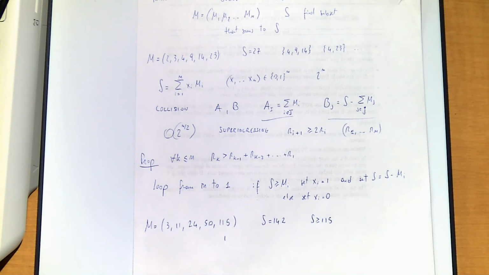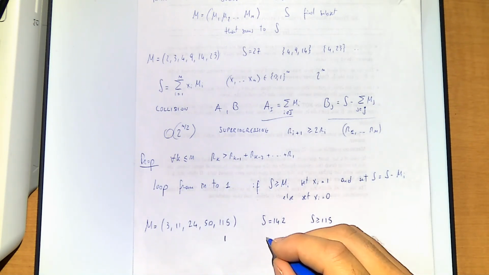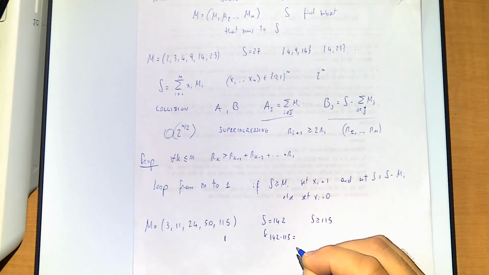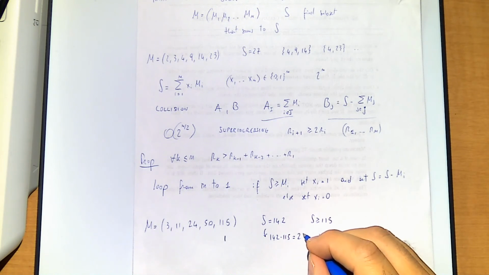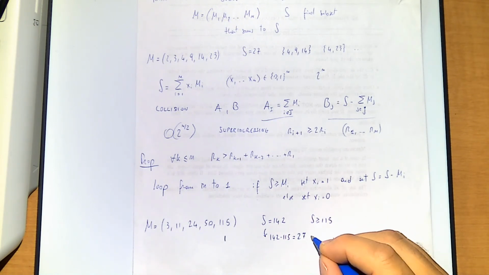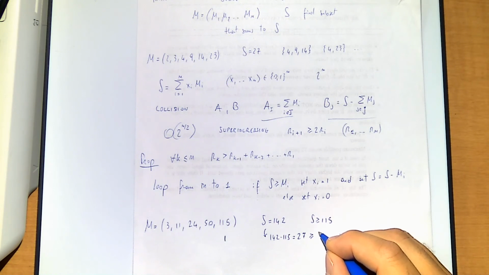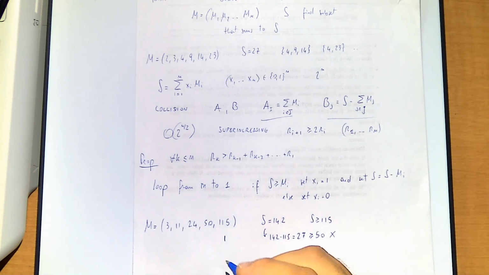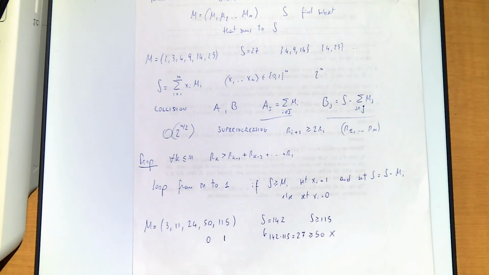So now I'm going to take this, and then I'm going to bring s down to 142 minus 115, which is 27, correct? And now I'm going to compare, is this bigger than the next one? No. So I'm going to take a 0 here. But it is bigger than 24, so I'm going to take a 1 here. And so then I bring this down to 27 minus 24, which is 3. And obviously at this point I'm done, because you know that this is exactly that.